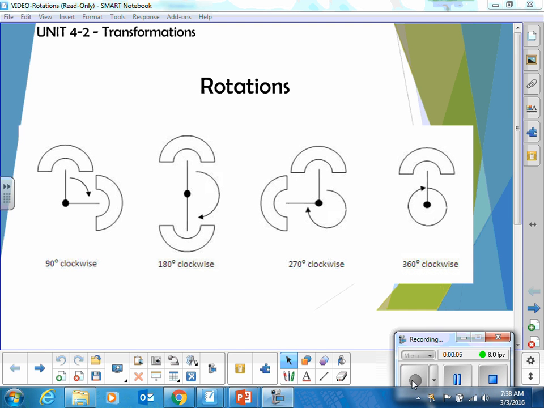Today we're going to be talking about rotations. If you think of the word rotation, that means to rotate or turn. So we're going to be talking about 90 degrees, 180 degrees, 270 degrees, and 360 degrees.